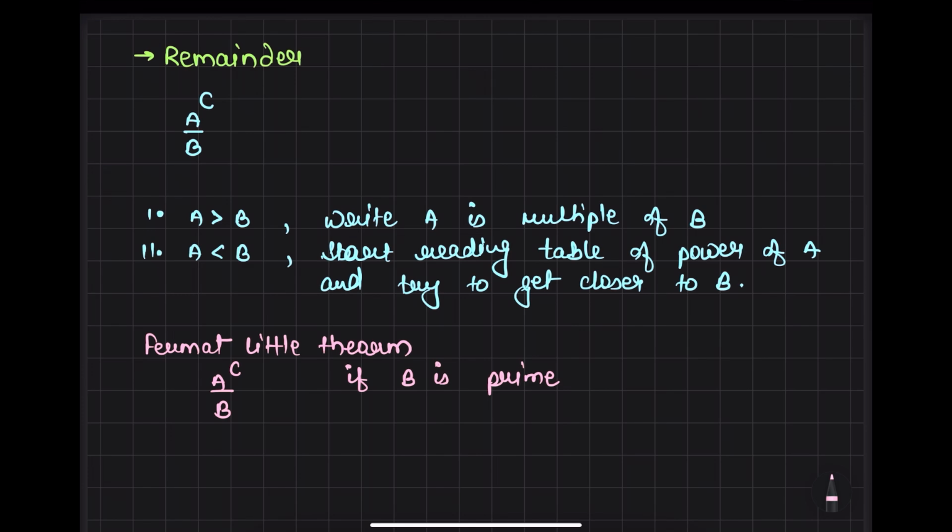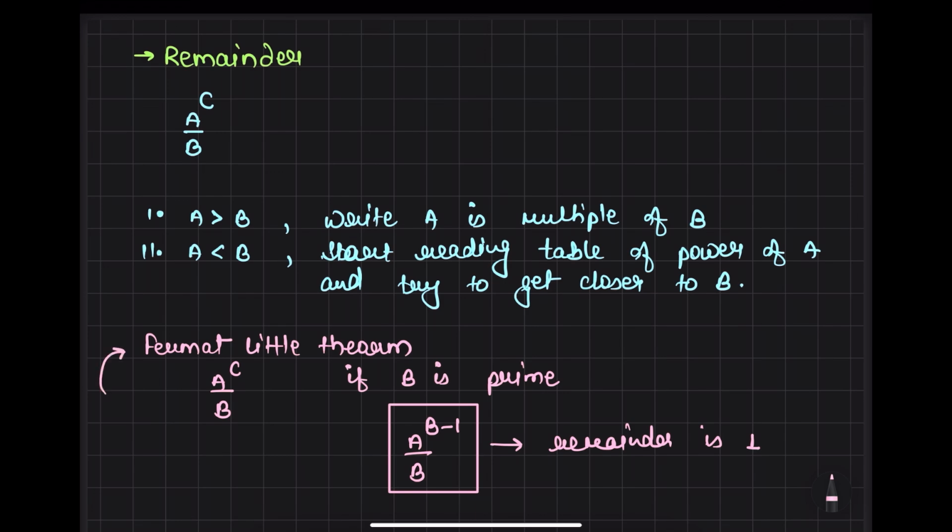Now just look at this. Suppose that you want to divide a by b, and the power of a is b minus 1. If you get this situation, then under this situation the remainder is 1. So whenever you are dividing by a prime number, keep this in your mind that you have to apply Fermat's Little theorem.